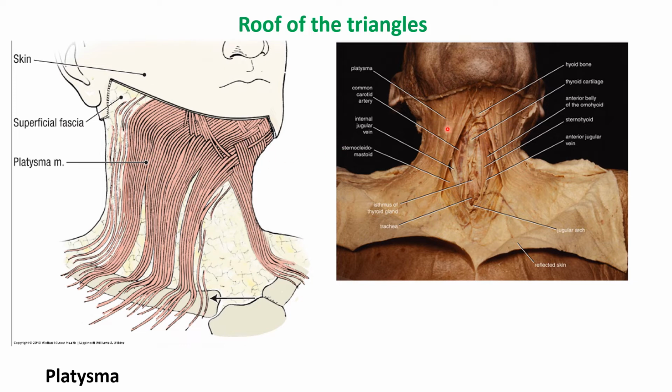In this dissection picture, again you can see that when the skin has been removed, this is the platysma muscle. It is going to be supplied by the cervical branch of the facial nerve. Remember the fifth branch of the facial nerve which we saw in the parotid region. The fifth branch is the cervical branch which is going to be supplying the platysma muscle.